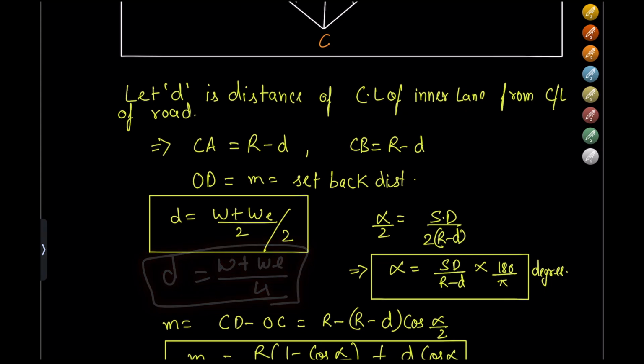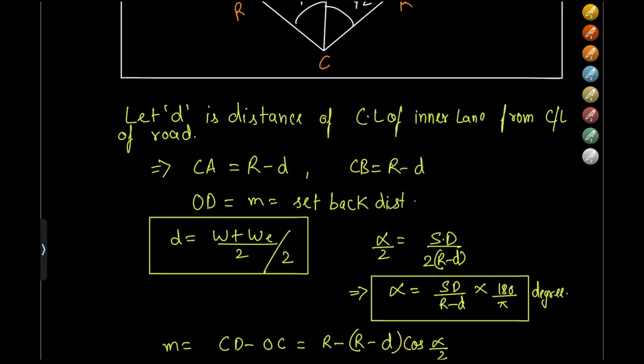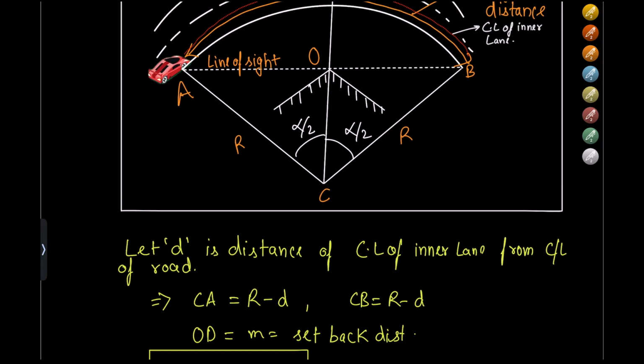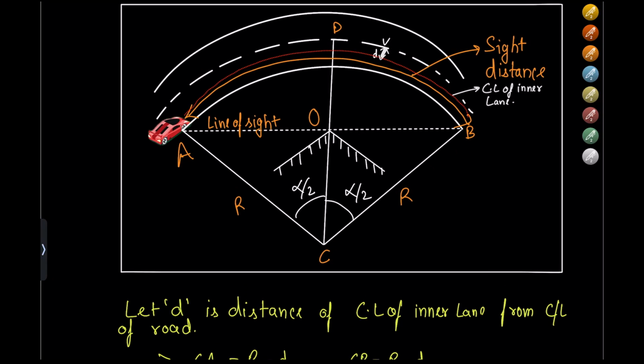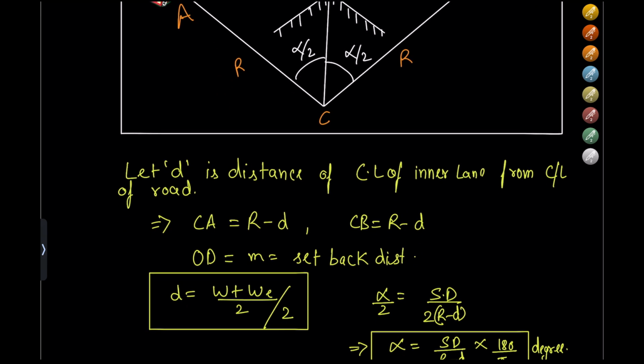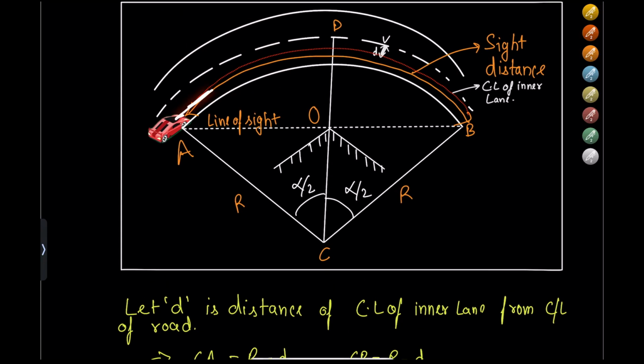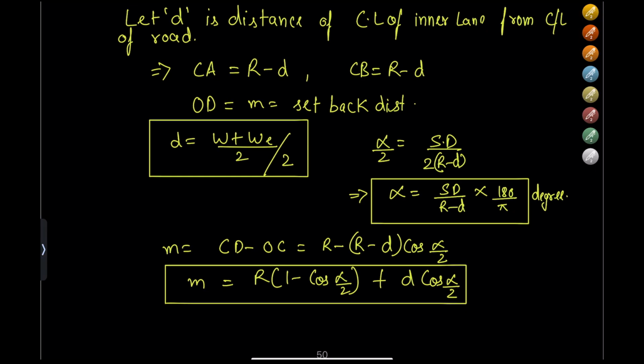Next, alpha by 2 is represented as side distance upon 2 multiplied by R minus D. Since CA, or any inner portion of the lane, is represented by R minus D, alpha is equal to side distance over R minus D. It is measured from this point. Next, alpha is equal to SD upon R minus D, multiplied by 180 upon pi to convert it into degrees.